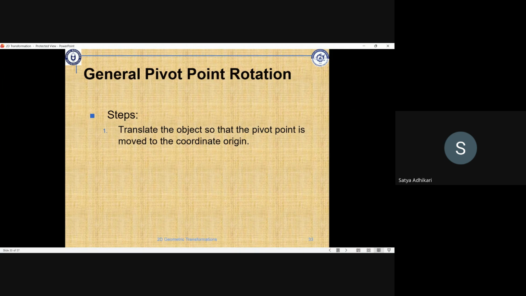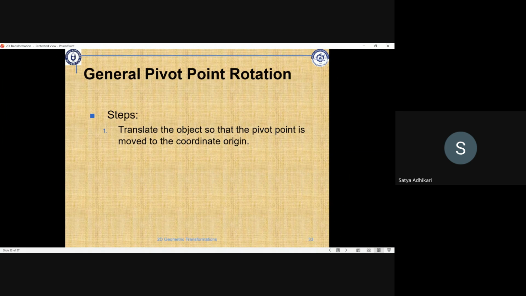Okay. First, we have to translate the object so that the pivot point is moved to the coordinate origin. First, we translate the pivot point to the origin. We know how a point is translated. Yes, sir. Okay. So once the pivot point comes to the origin, it is easy for us to make the rotation. After performing the rotation, again take the pivot point back to its original position by using inverse translation.